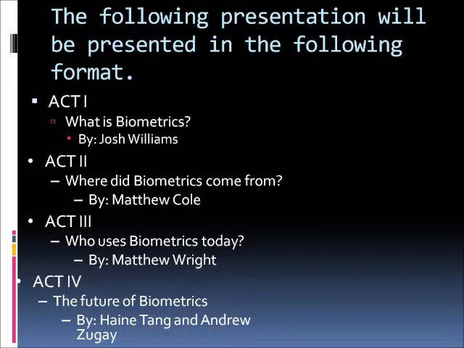Act 3 was created by Matthew Wright and will explain current uses and applications of biometrics, including what it is used for today and who uses it. Act 4 was created by Hain Tang and Andy Zugay. This act explains the future of biometrics, including where the technology is going and new technologies that could be developed.